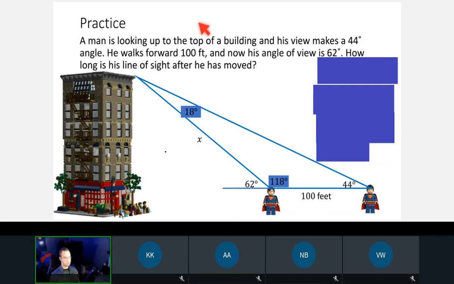All of you, I want you to find the line of sight x. It's up to you to decide if you use the law of sines or law of cosines. I will give all of you 3 minutes. Ready, go.